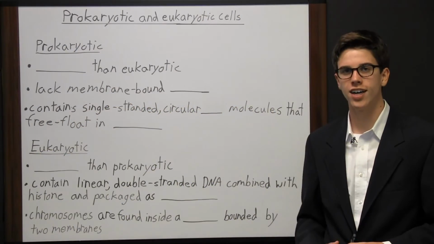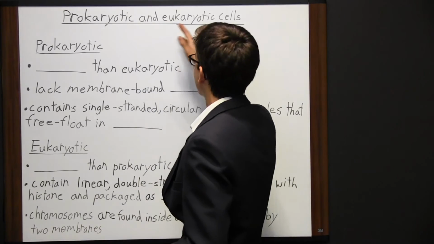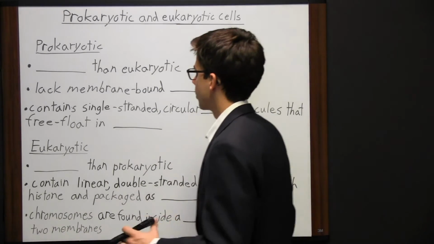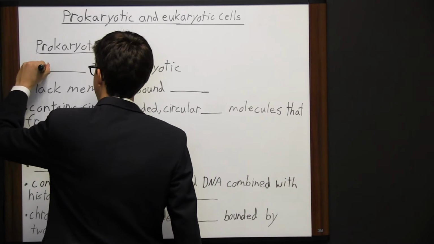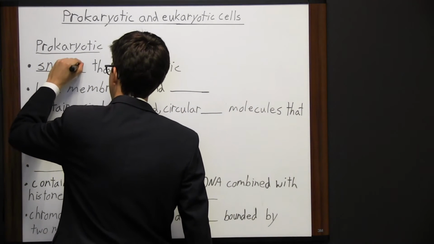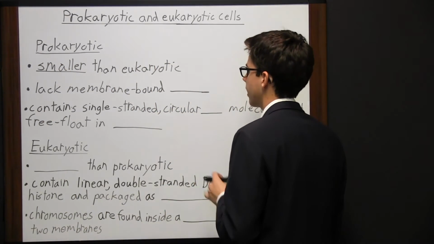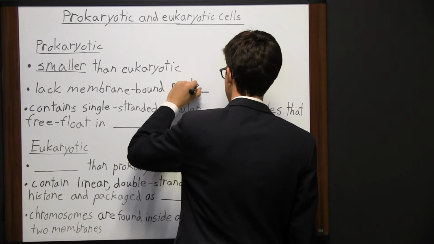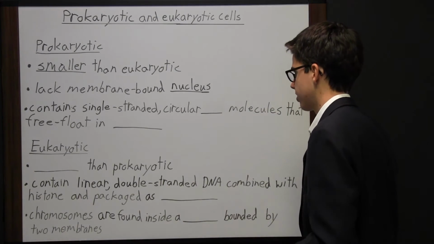We can classify cells into two categories, prokaryotic and eukaryotic. So prokaryotic cells are smaller than eukaryotic cells. In addition to being smaller, they lack membrane-bound nuclei. So they don't have a membrane-bound nucleus.